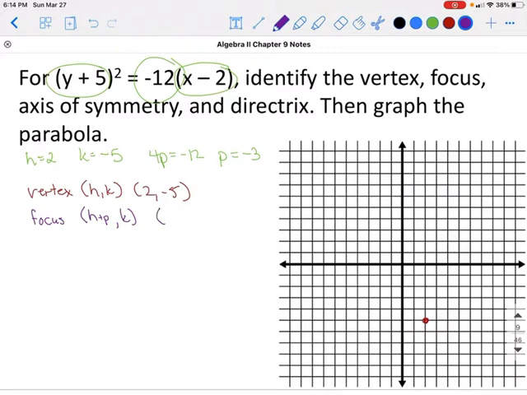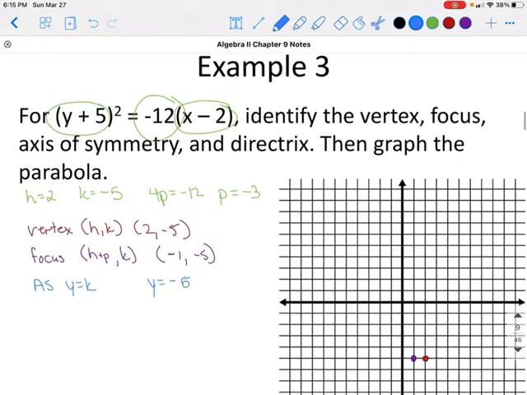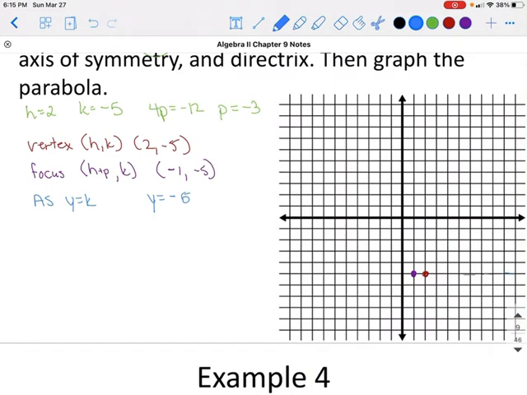H plus p, or 2 plus negative 3, will give us negative 1 and negative 5. The axis of symmetry, in this case, will just be y is equal to k, or y is equal to negative 5. And again, that axis of symmetry should just go through both the vertex and the focus.